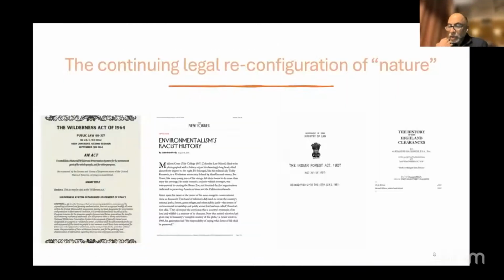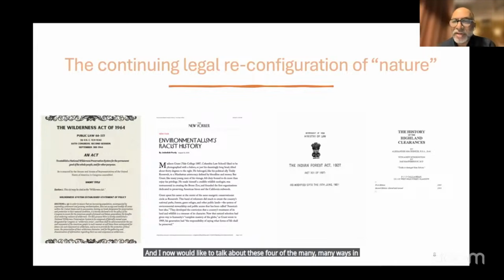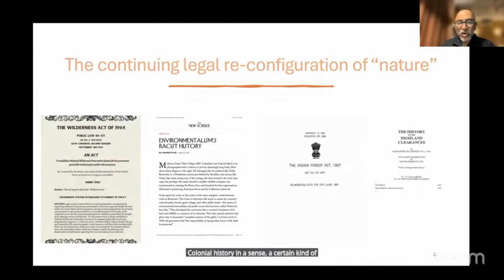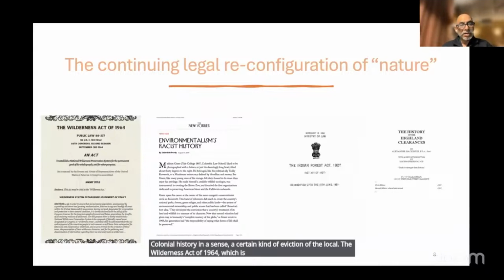And I now would like to talk about four of the many ways in which legal reconfigurations of nature have happened over the years in different parts of the world. And they all have followed a certain kind of colonial history, in a sense, a certain kind of eviction of the local. The Wilderness Act of 1964, which is a public law in the US, has roots in environmental racist histories, where the idea of pure nature was to take out all indigenous people from forests.